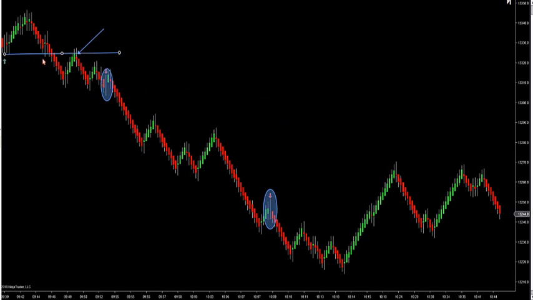But that's something I am going to do once you guys get used to it and get really good at it. It's a free upgrade for you guys that it will draw the market structure breakdowns.